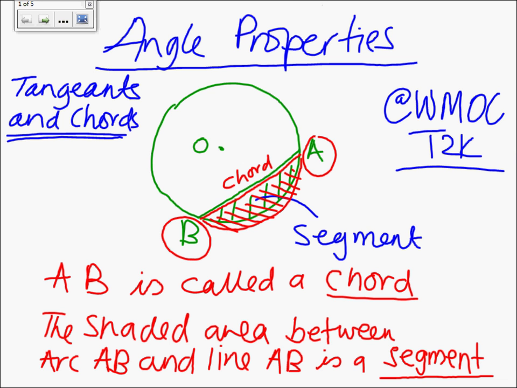And the shaded area in green between the arc AB and line AB, which is a chord, is called a segment. So this shaded area is called a segment. And that's very important. You will note the importance of this understanding in solving questions. Some of the questions will come like so. Let's have a look.